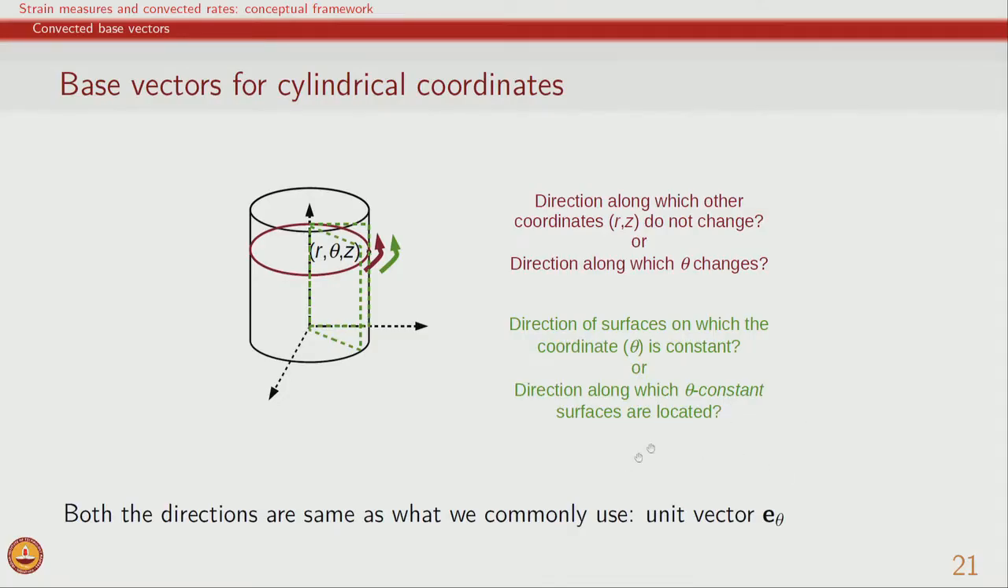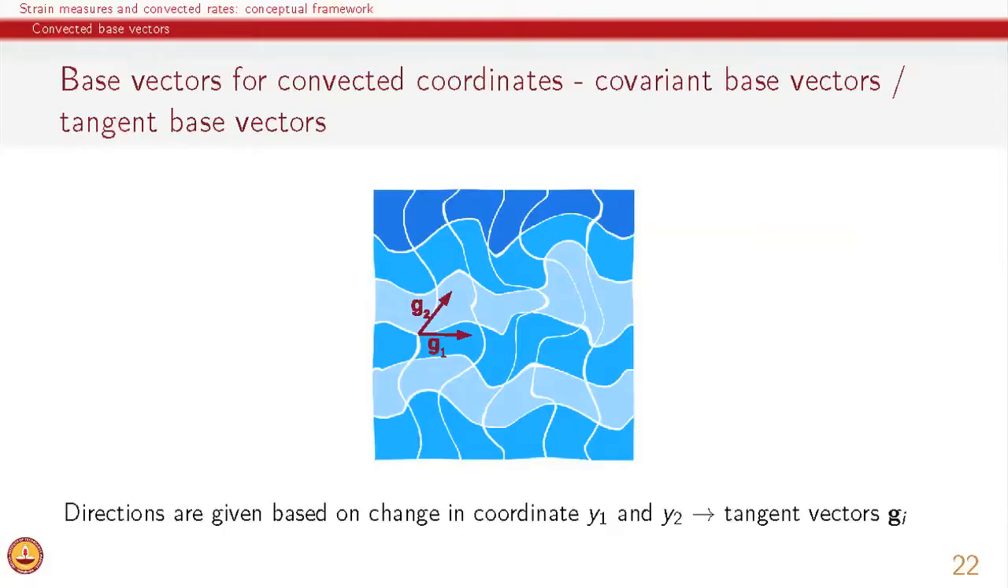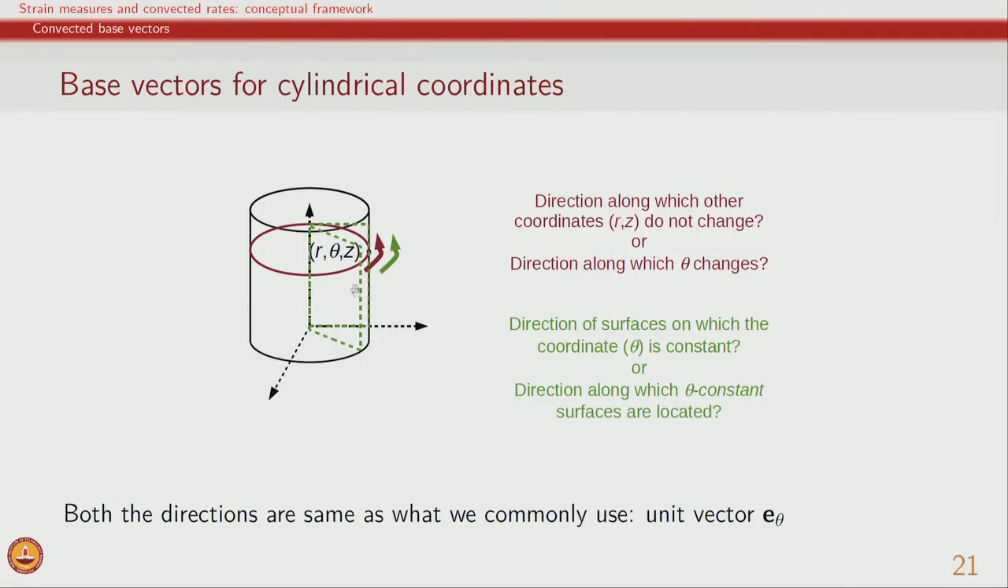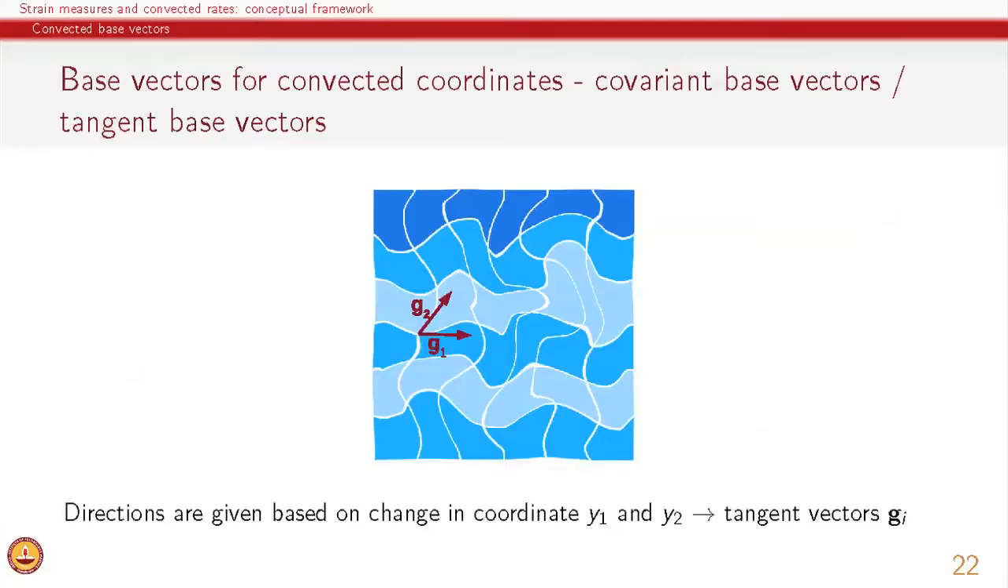So, therefore, both the questions which can define base vectors, one related to the change of the coordinate itself and the other related to the constant surfaces, give us the same unit vector. So, in the case of rectangular and cylindrical coordinates we have base vectors which remain the same and are fixed. Another thing that we can notice is that the base vectors in this case are orthogonal. So, both rectangular and cylindrical are examples of an orthogonal coordinate system.